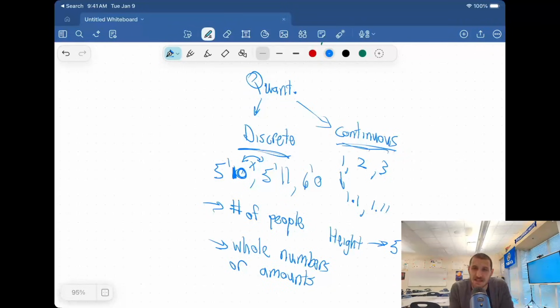Like the number of kidneys that you have, for example, right? If you have 1 kidney, 2 kidneys, you can't really have half a kidney, okay? So that's the discrepancy between continuous and discrete variables. Continuous variables allow for movement between the numbers. Discrete variables do not. Okay.